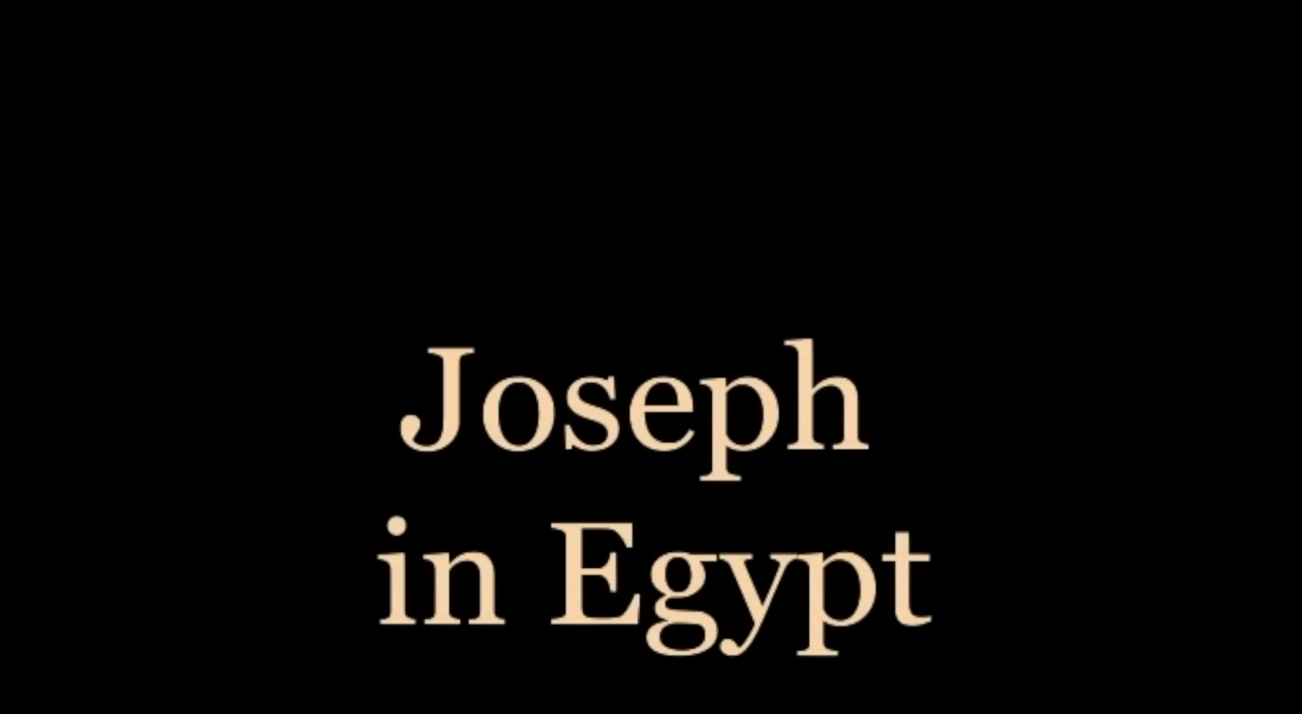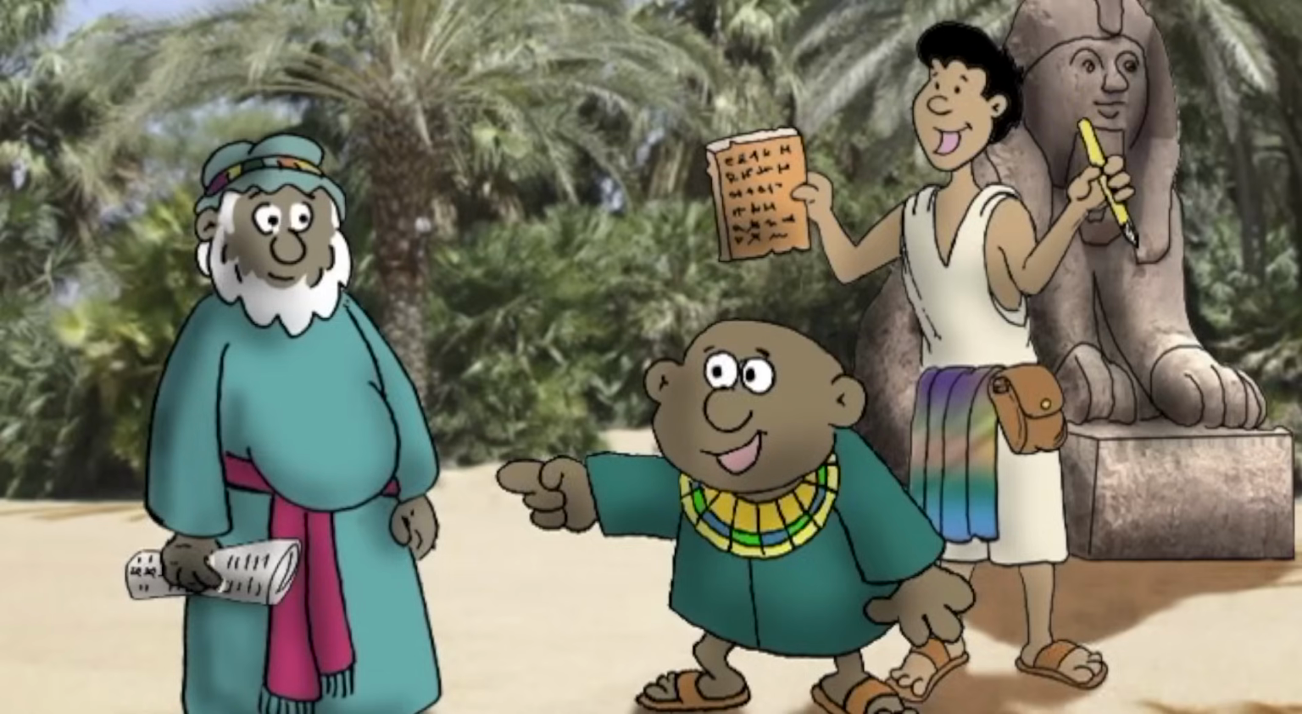Joseph in Egypt. Genesis 39 through 40. God was with Joseph in Egypt and blessed the work he did. Potiphar, his master, put him in charge of his house. He trusted Joseph and left all he had in Joseph's control.